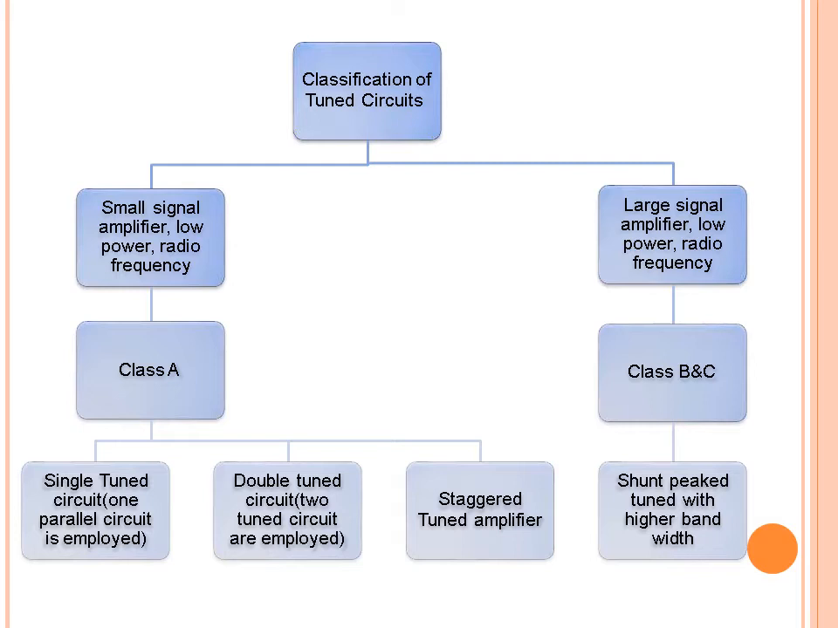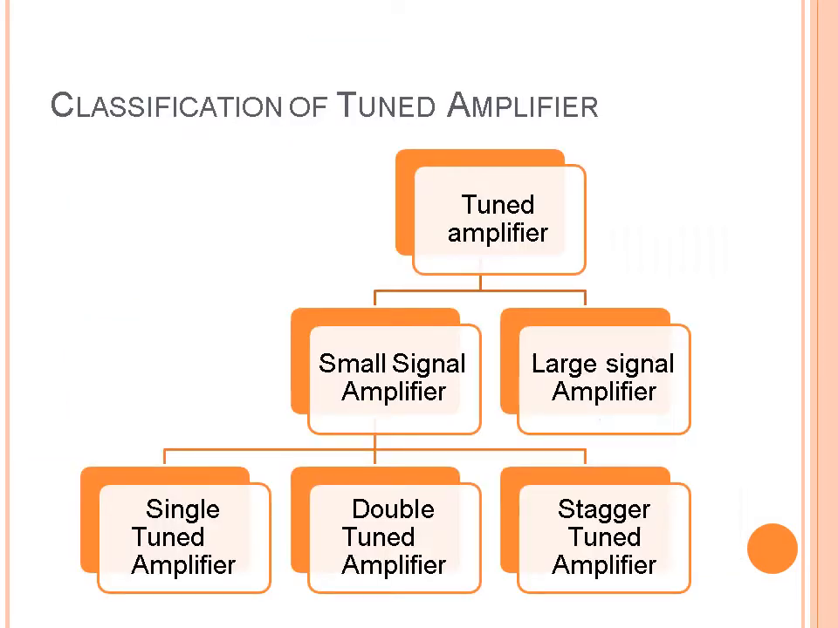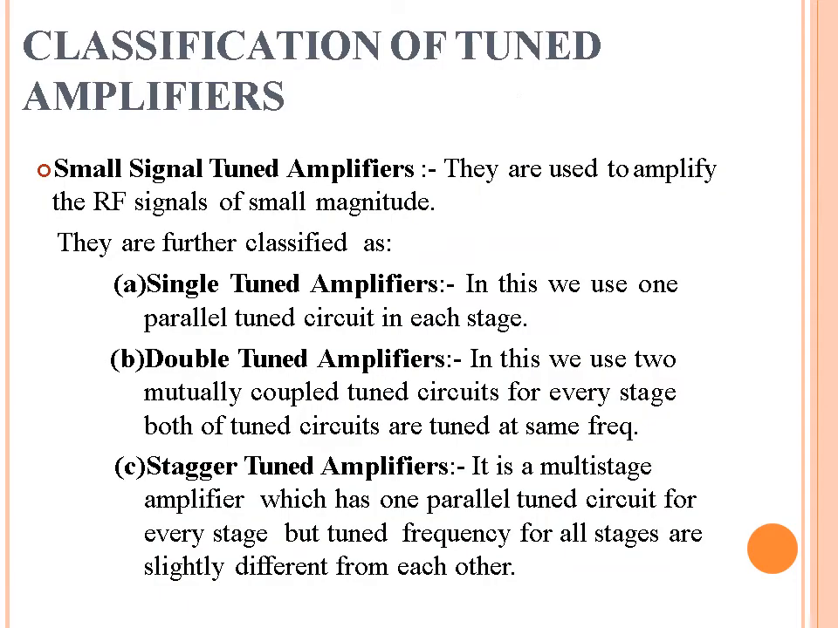But under the large signal amplifier you will have class B and C type. Under that it further divides into shunt peaked tuned with higher bandwidth. So these are the common classifications of tuned amplifier. That is, small signal amplifier and large signal amplifier are the two basic tuned amplifier circuits. The small signal amplifier is further divided into single tuned, double tuned and stagger tuned amplifier.